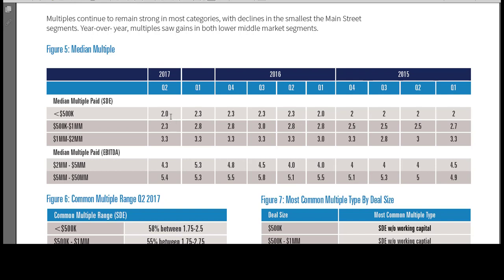We can see here that the smallest businesses in this data set traded for a 2 times multiple of the seller's discretionary earnings, right up to businesses that were between $1 and $2 million in deal value, sold for a 3.3 times multiple of the seller's discretionary earnings. It's not broken down by industry, but having this breakdown into subcategories by size is actually quite interesting. It's quite useful.